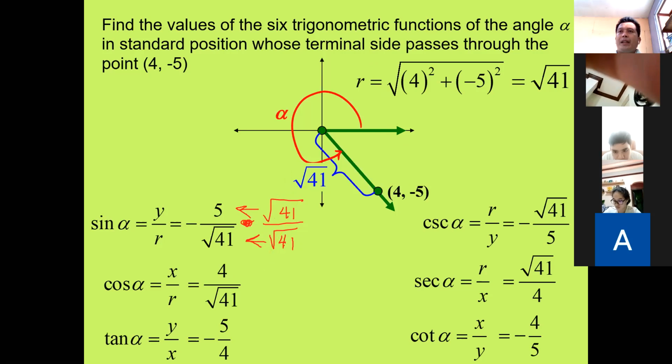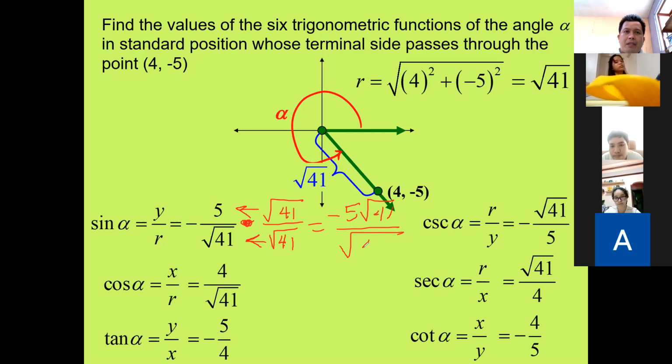Didn't you have a lesson in math called rationalizing denominators? Not yet, sir. Okay, I will solve it. This will now become negative 5 square root of 41 over the square root of 41 times the square root of 41, which is 41 squared. Two 41s, cancel the square and the square root. So your answer is negative 5 square root of 41 over 41.